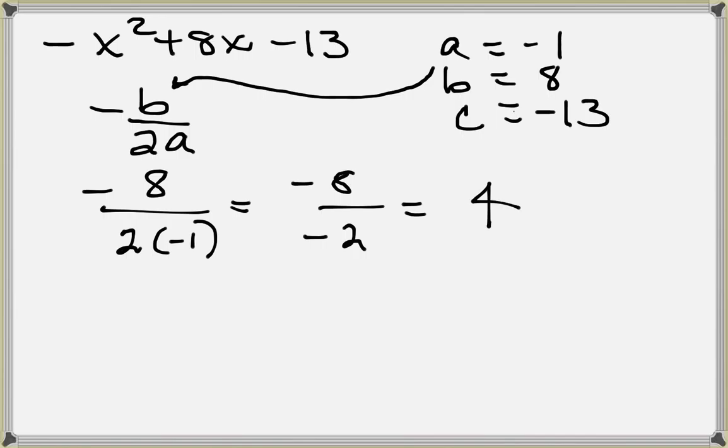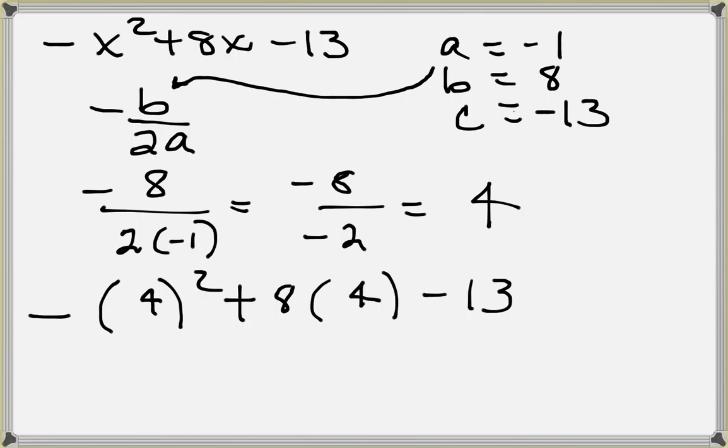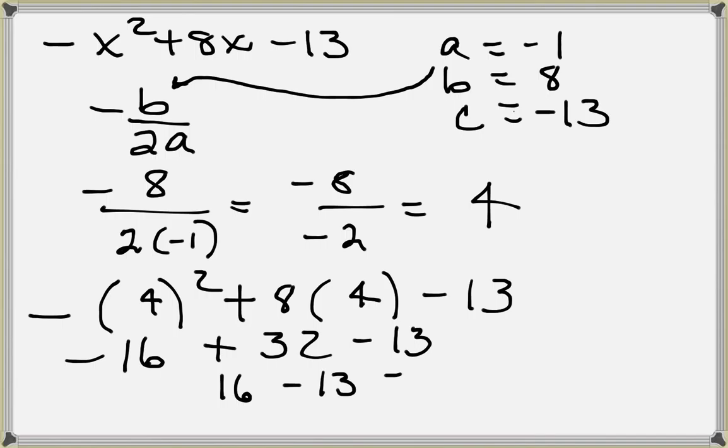We're going to take that 4 and plug it into the original, and we're just going to do our math. So 4 squared is 16, so this would be minus 16. 8 times 4 is 32, minus 13. 32 minus 16 is 16, minus 13 is 3. So my vertex is 4, 3. So if I ask you for the vertex and I ask you to use algebra, this is what you're doing with it.